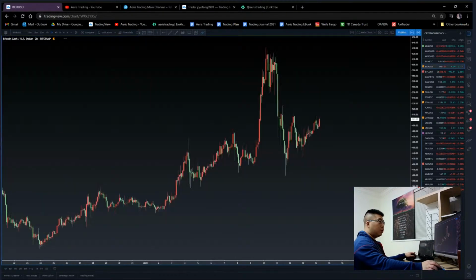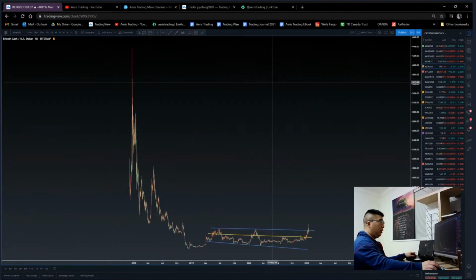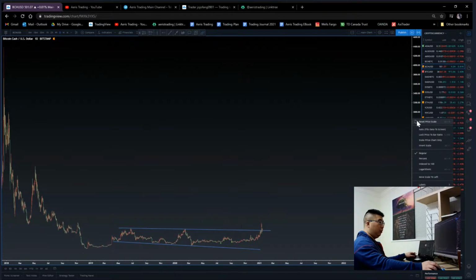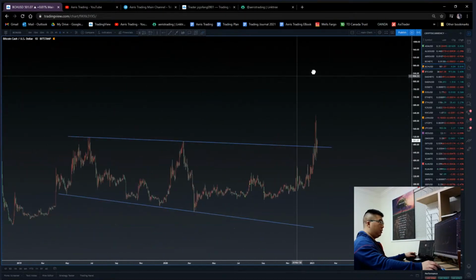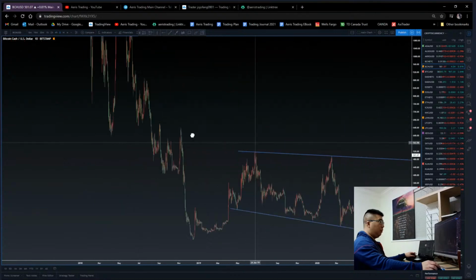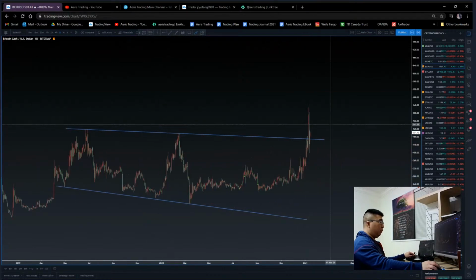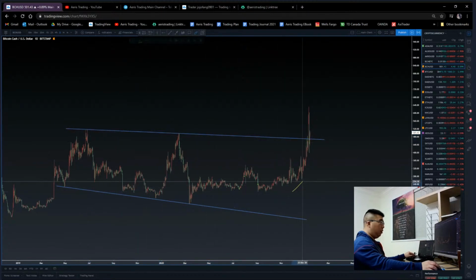So Bitcoin Cash, talked about this a few times already. I'll point out again, I like where we are on the higher time frame. We're potentially breaking out of this higher time frame structure here, right? Which is good. You gotta understand that every time price breaks out of any higher time frame structure, it's always good to be looking for continuation.